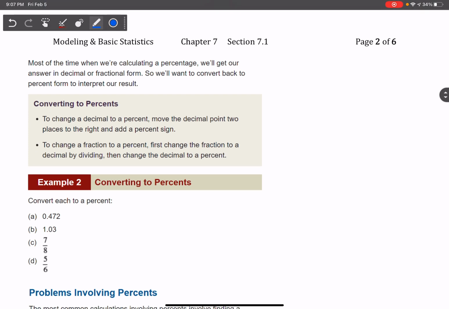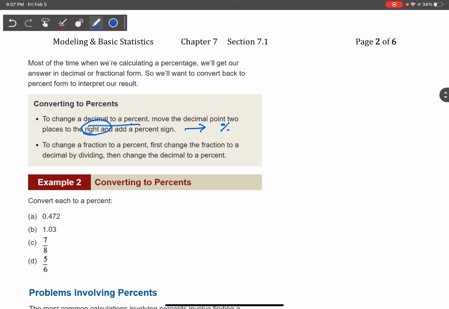All right, now we're going to talk about going to percent. To convert a decimal to a percent, we move the decimal 2 spots to the right and then put the percent sign back on. So we're doing the opposite. To go from percent to decimal, we move it to the left. Now to go from a decimal to a percent, we move it to the right and then put the percent sign back on.